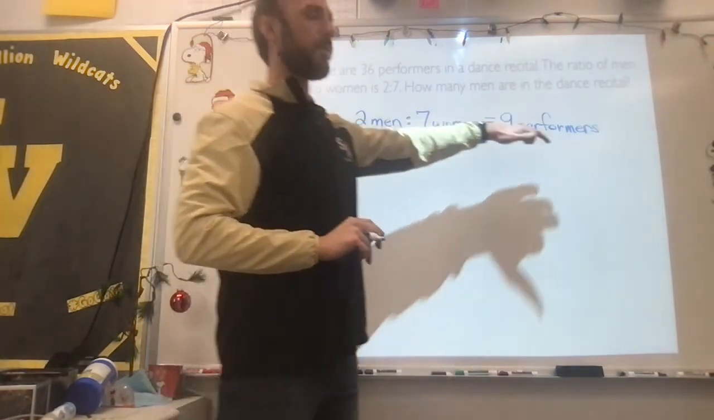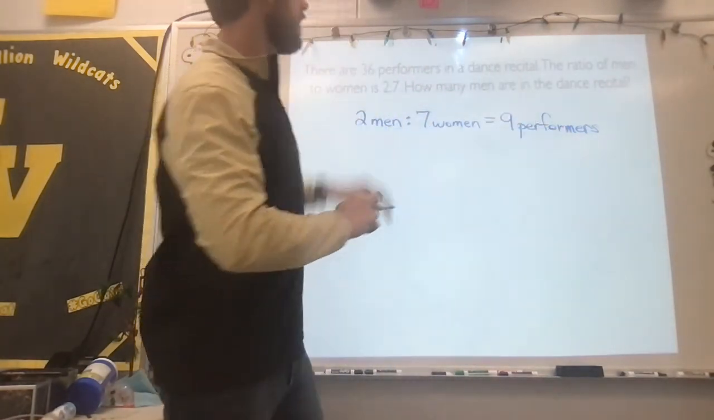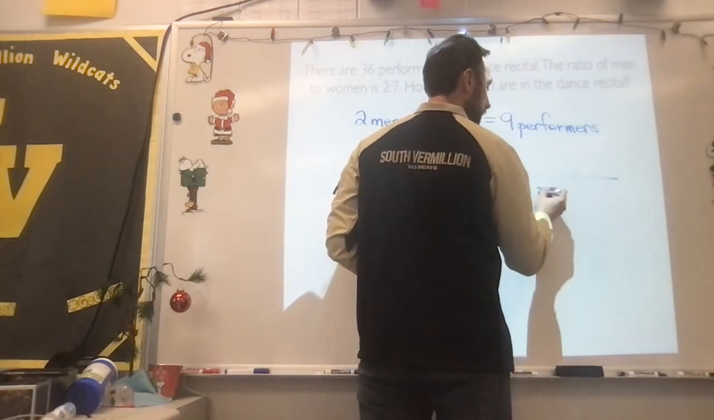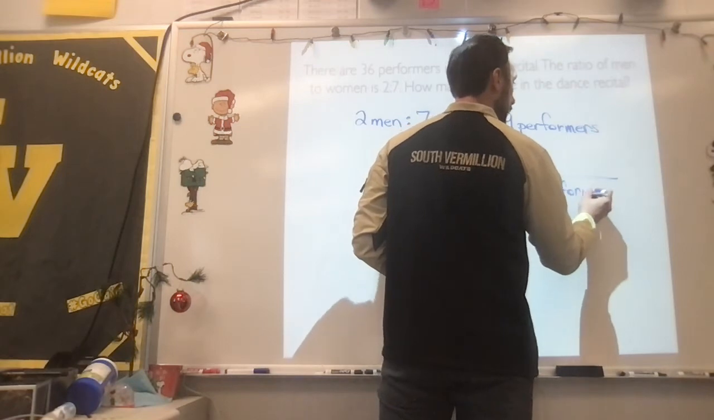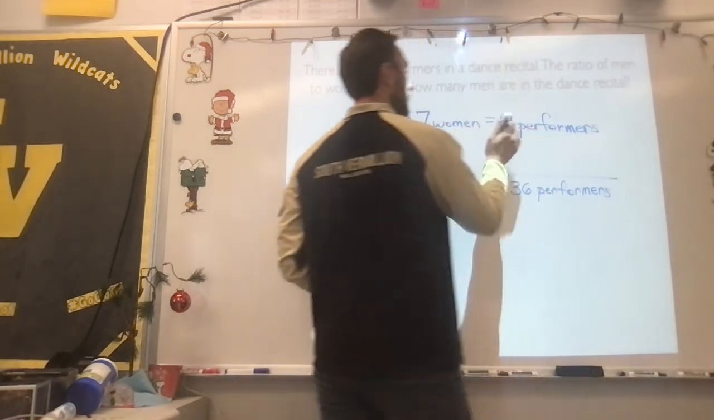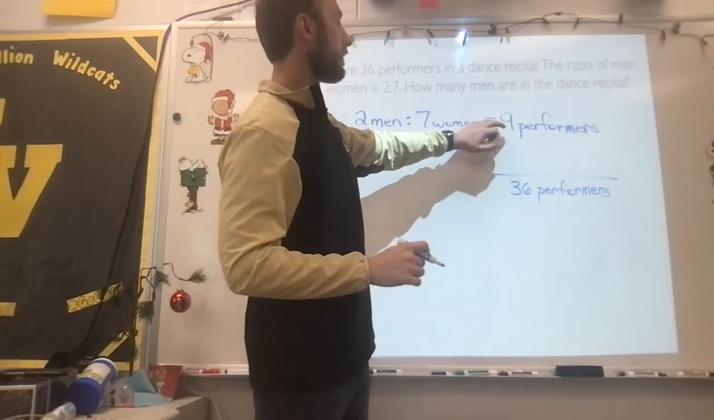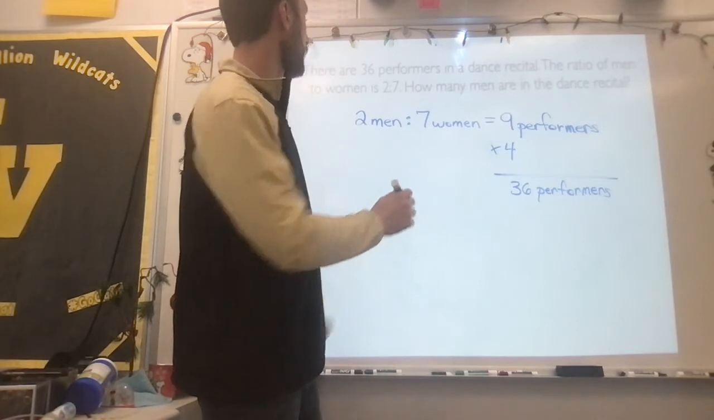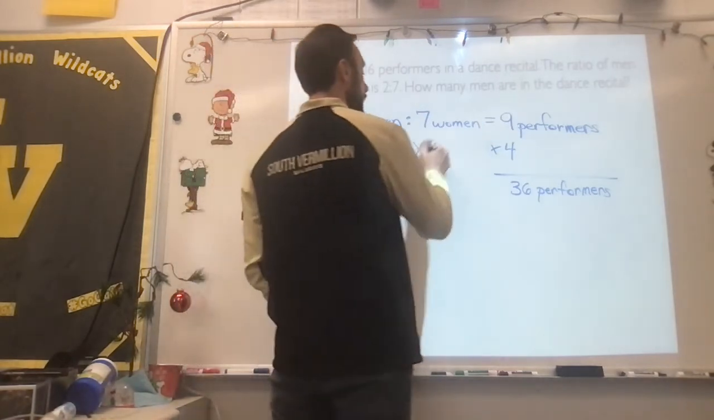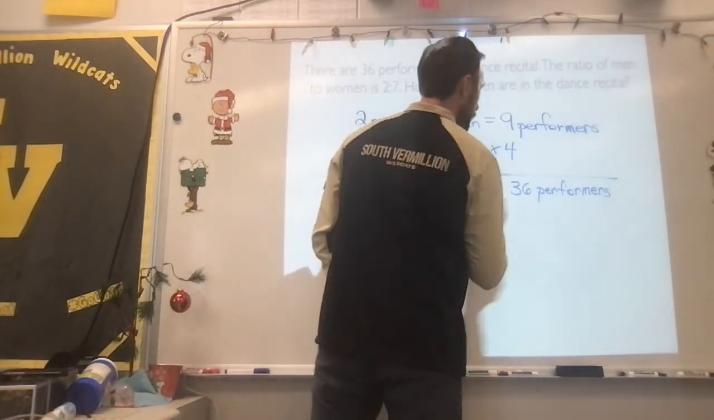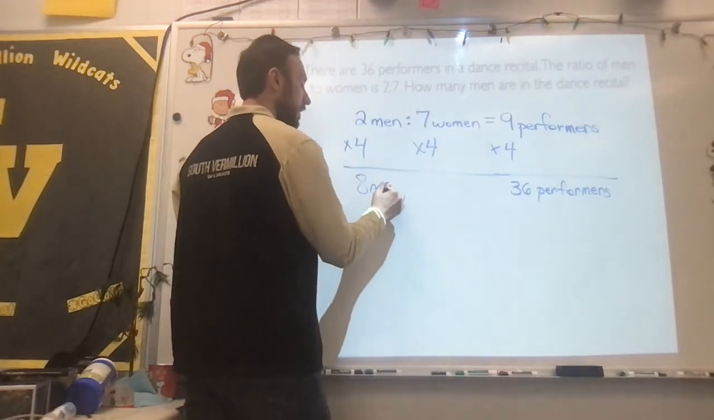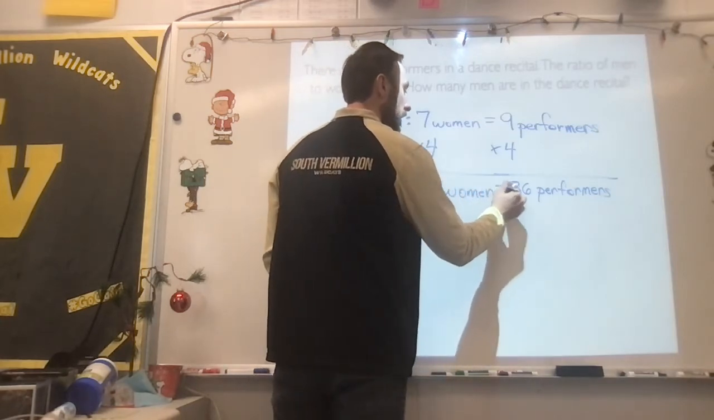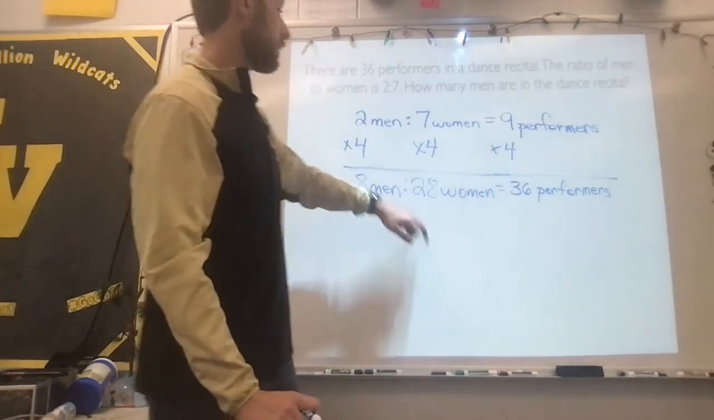Well, now we have performers, and we're comparing it to performers up here. We need to somehow multiply 9 to get 36 performers, because that's what the question is asking. How do we get from 9 to 36? Well, the only way to get from 9 to 36 is to multiply that by 4. If I do it to 1, I have to be fair and do it to the rest. Times 4, times 4, all one big line. That'd be 8 men to 28 women. Now to equal 36 performers, which makes sense. 8 plus 28 is 36.